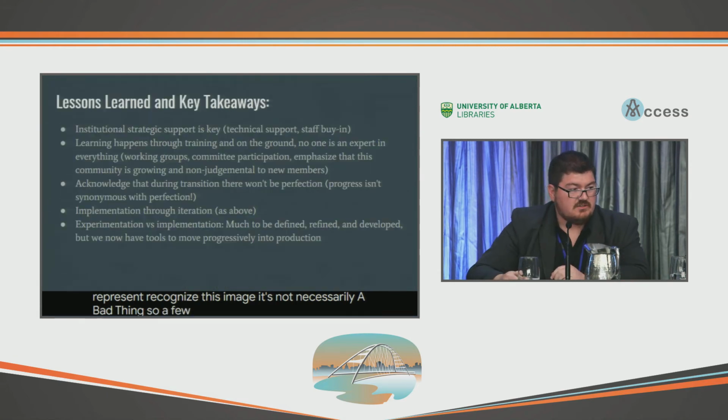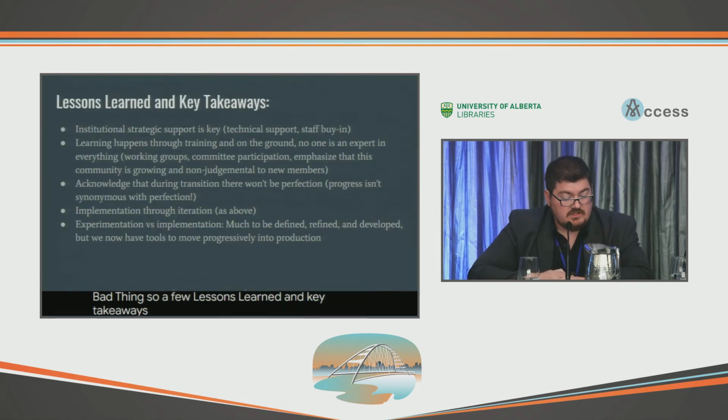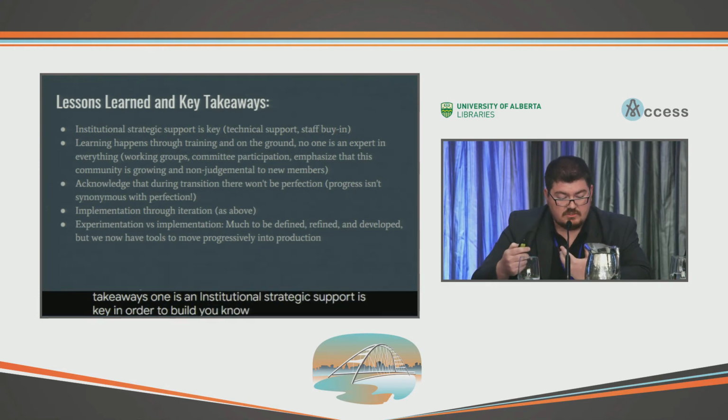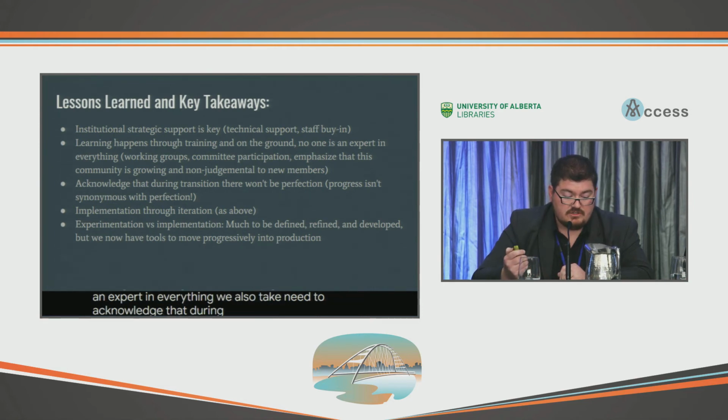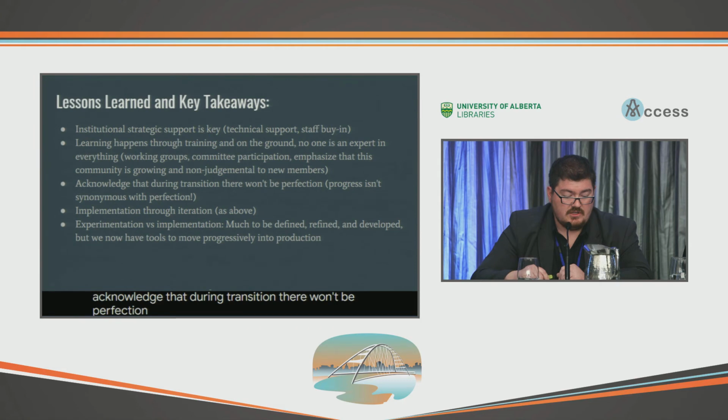So, a few lessons learned and key takeaways. One is that institutional strategic support is key in order to build technical support, staff buy-in, and so forth. Learning also happens through training, but also on the ground. No one is an expert in everything. We also need to acknowledge that during transition, there won't be perfection. Progress isn't synonymous with perfection. This is a really important one.